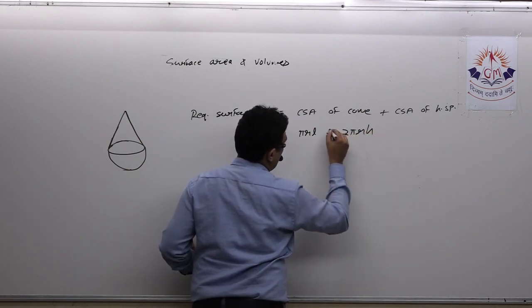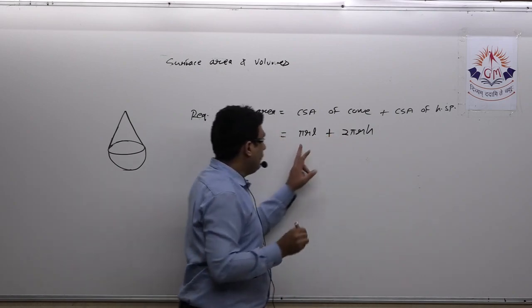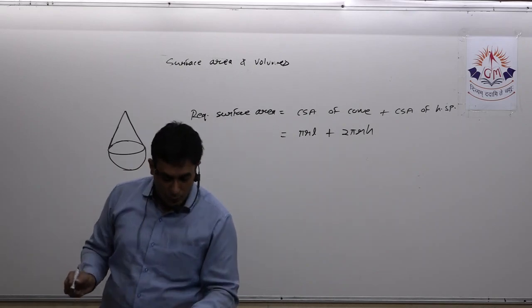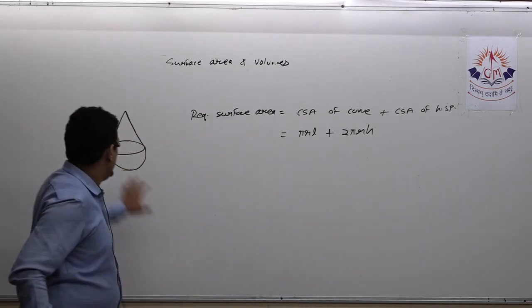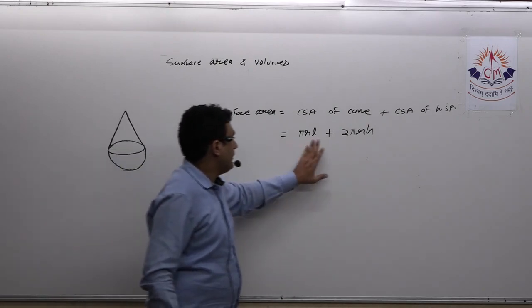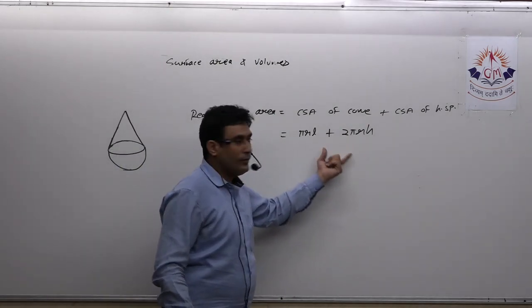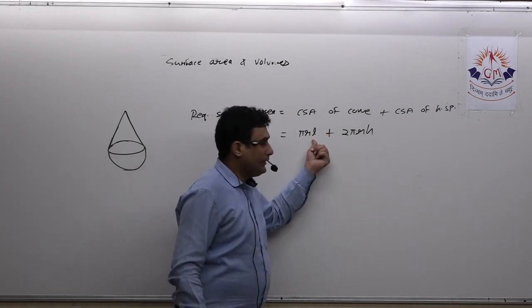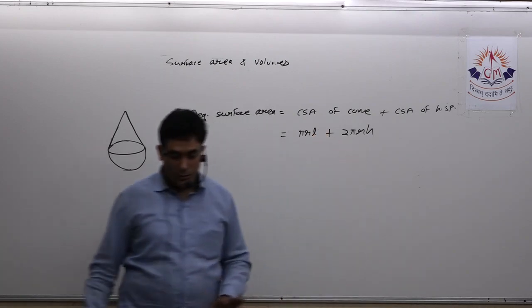Now the CSA of cone formula is pi r l, and the CSA of hemisphere is 2 pi r squared. Here I use the same symbol r because the radius of these two shapes is the same. This is mounted on that, so they have the same radius. If the shapes have different radii, then I have to use different symbols. Now let us see the remaining part, whether we have l, r and h or not.